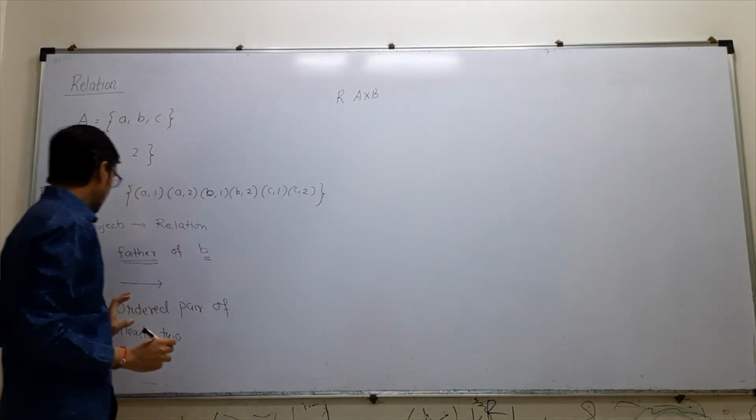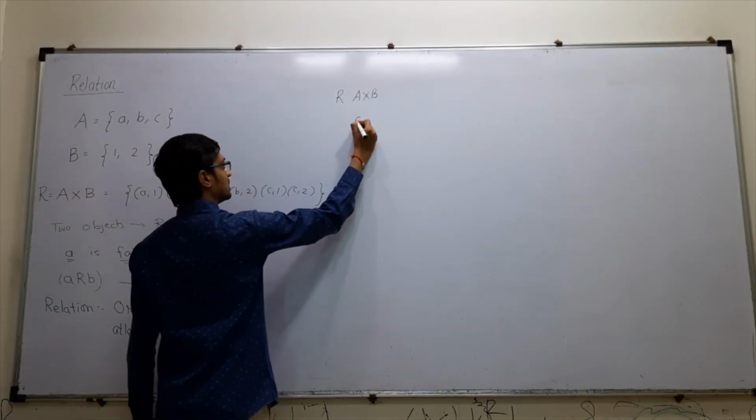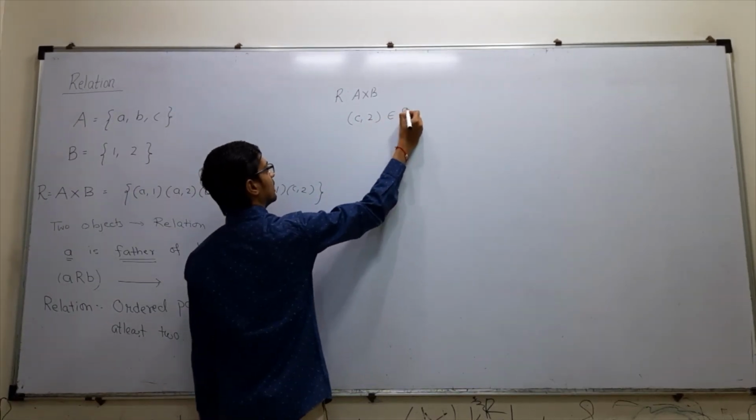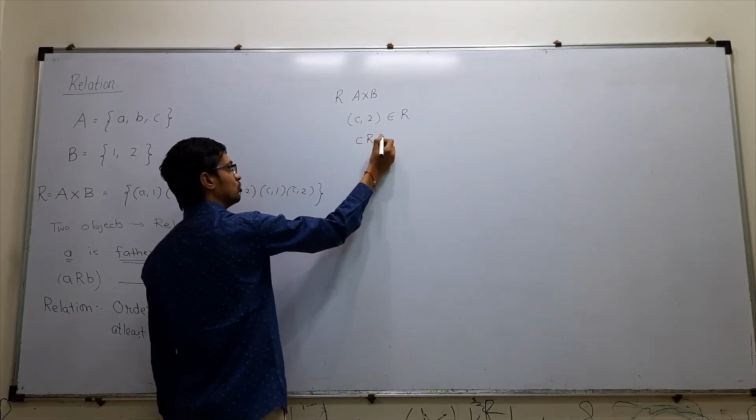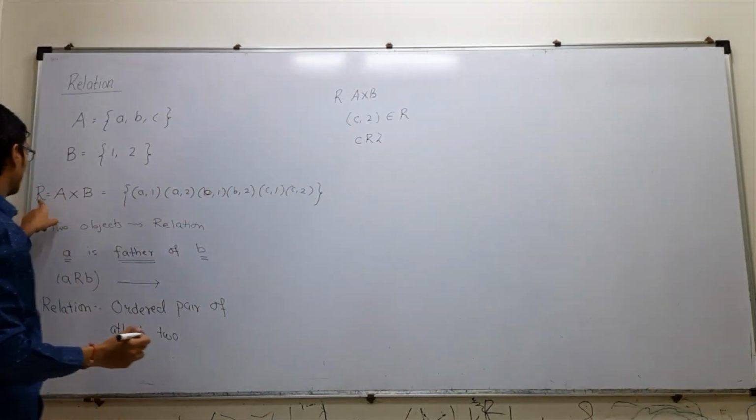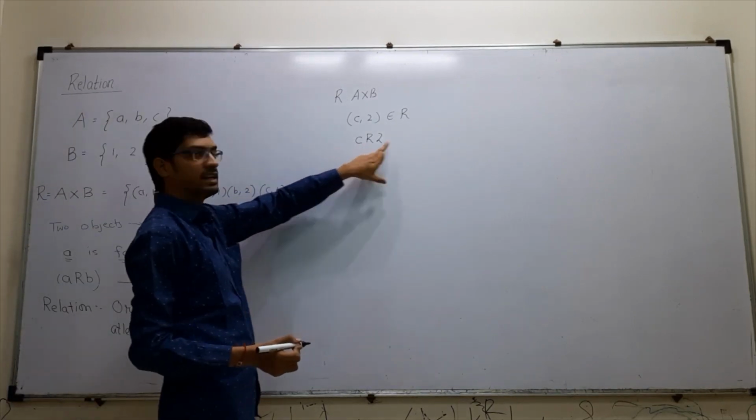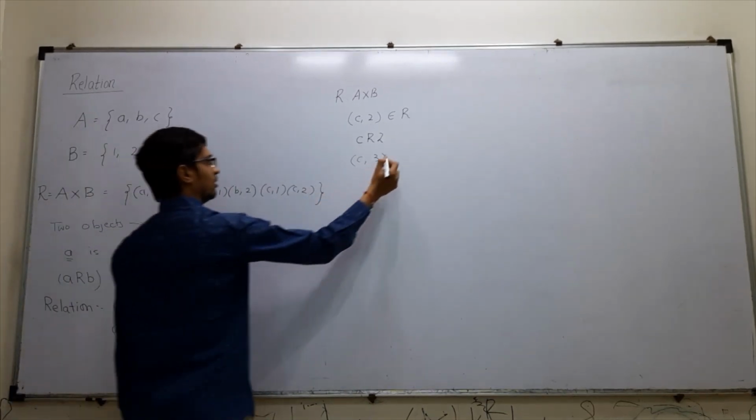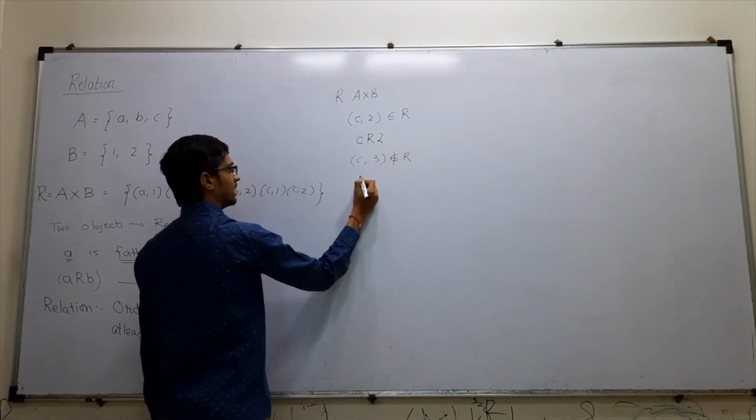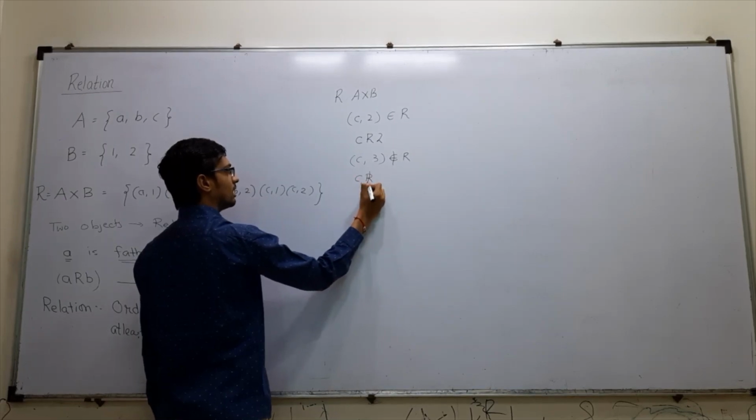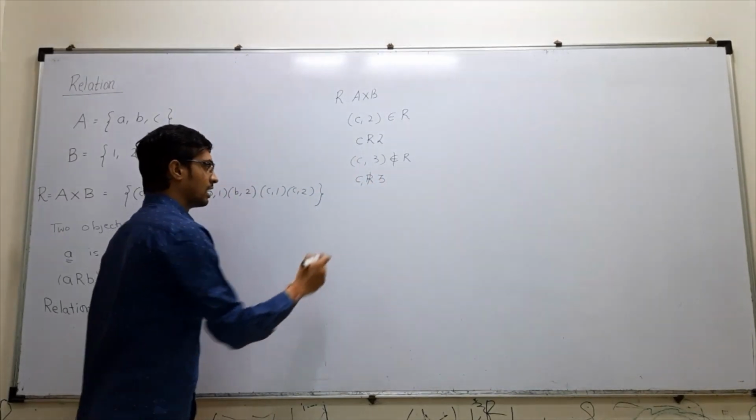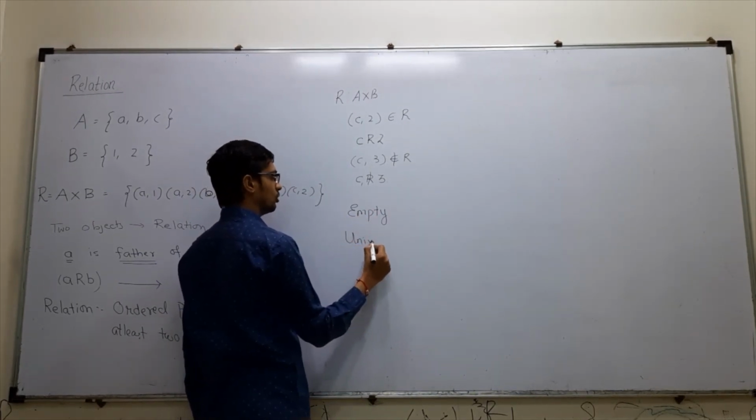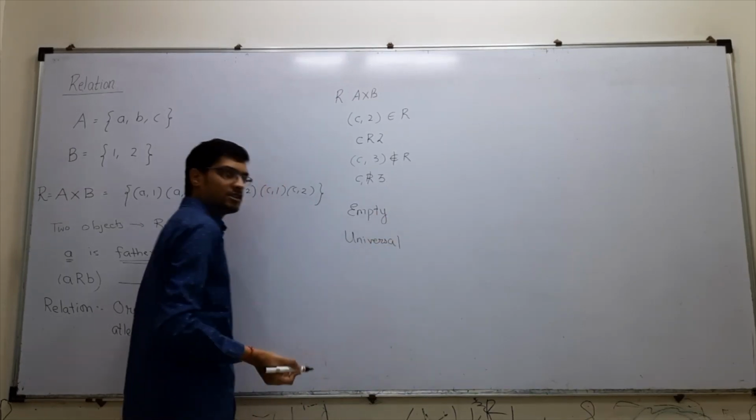Getting it? Clear? Now if I say C comma 2, C comma 2 belongs to R. Therefore C relates to 2; (C, 2) belongs to R. It means C relates to 2. If I say C comma 3, it is not there, so it does not belong to R. So I can say C does not relate to 3. Okay? Now a relation can be empty also. A relation can be universal also. Empty relation means a relation which has nothing.